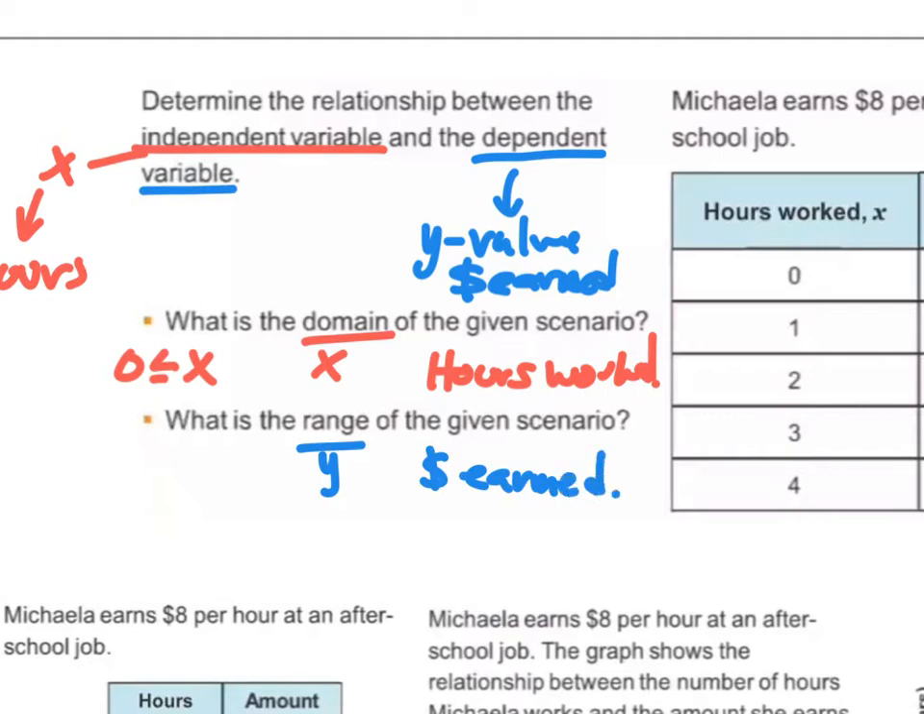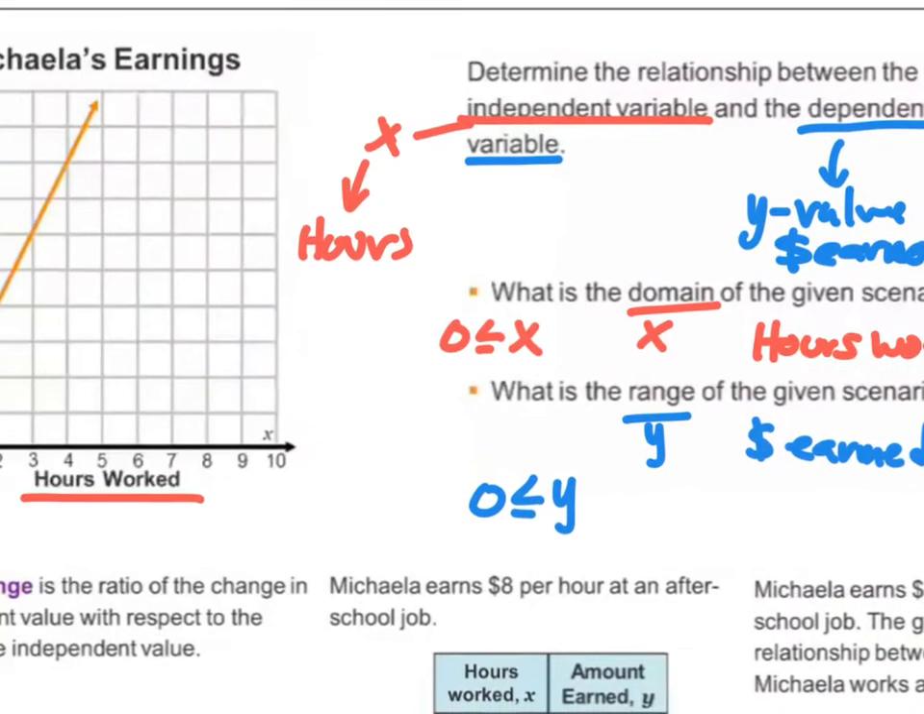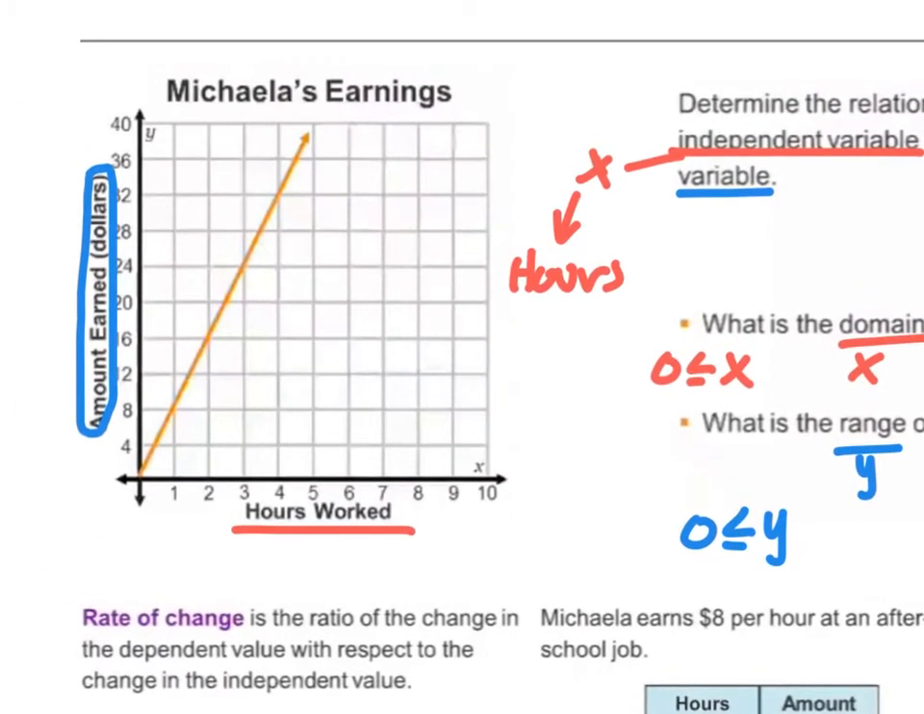Remember, range is another word for y, and that's the money earned. So we can say that the y value is also going to be greater than or equal to 0, and I know that by looking at the graph. You're not going to work negative hours. And as for the amount of money, as long as you work, you're not going to owe anybody money, but just for earnings purposes, you're going to start at 0 and go up. And for hours worked, you'll start at 0 and go up as well.